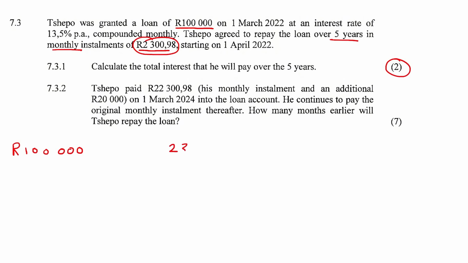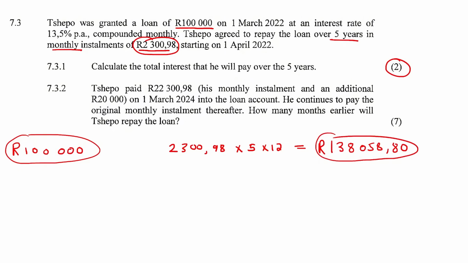Well, we can say 2,300.98 multiplied by 5 multiplied by 12. And it's definitely going to be more than 100,000, because otherwise he's paying back the bank less than what he borrowed, and that would be weird. Here we go. He paid back 138,058.80. So he borrowed 100,000. That is how much he paid back. So how much interest did they add? Well, you can just minus those two numbers, can't you? 138,058.80 minus 100,000, and that means he paid an interest of 38,058.80.